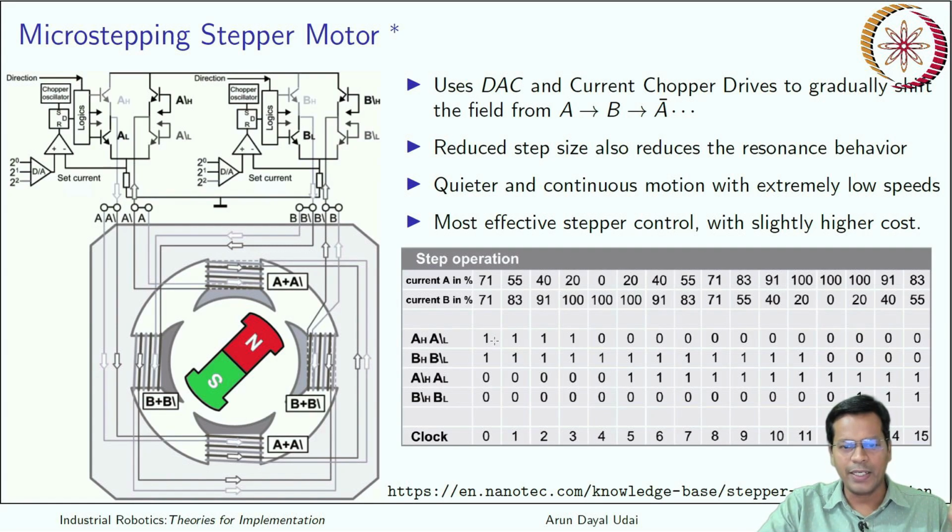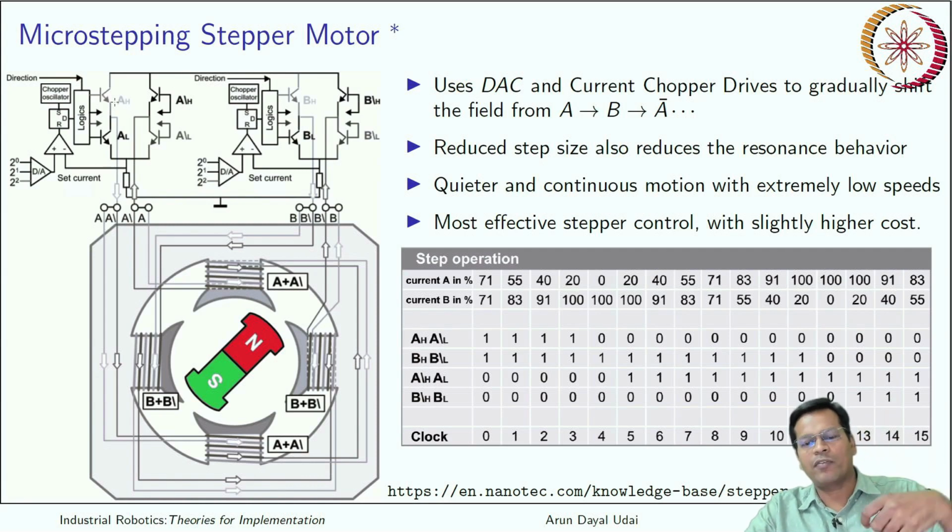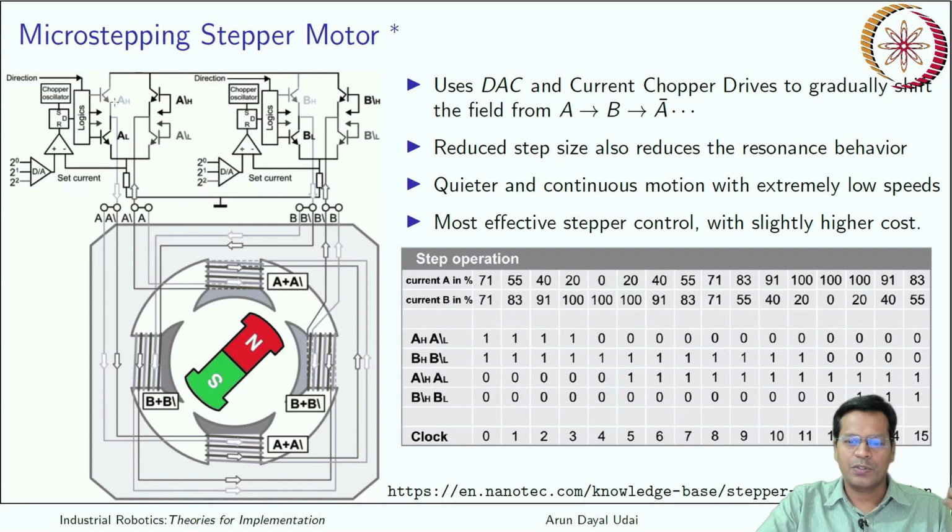Now you see when A is high, it is high for quite a long time. Okay, quite a long time, you see. So it is high, but you are not allowing full current to flow, using the chopper drive, which is actually powering the H bridge in total. So what will happen? Gradually you see it goes from here to here.